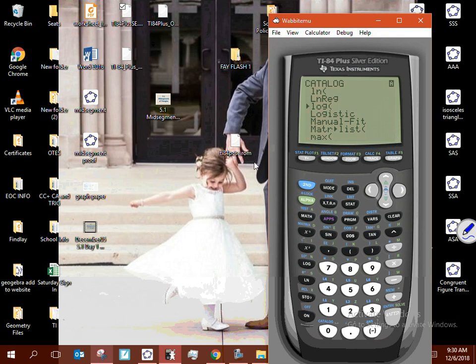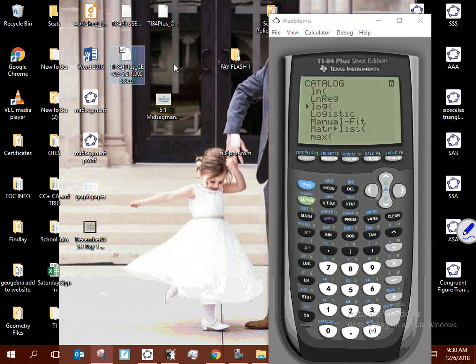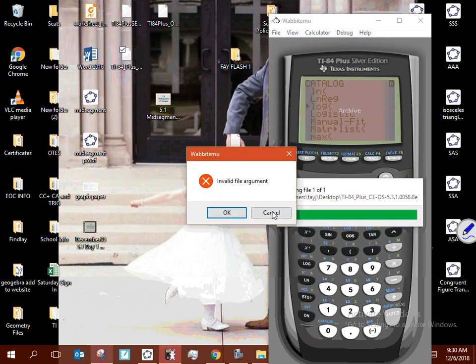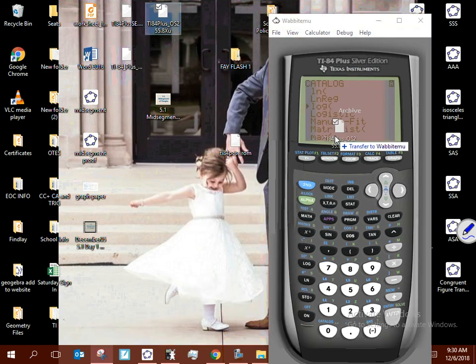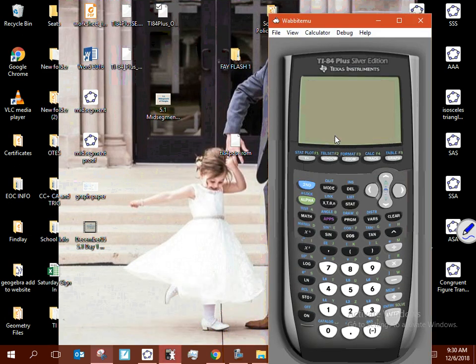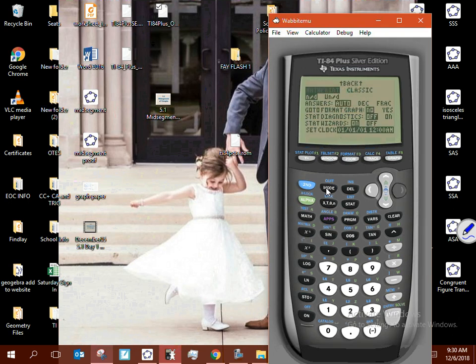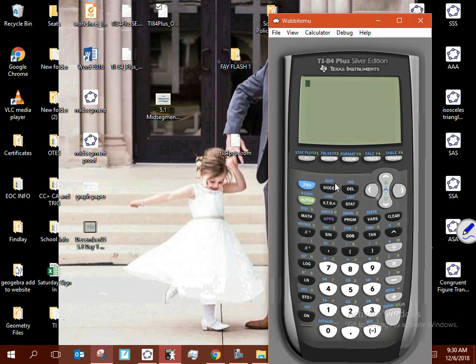Now, the more updated operating systems you have, this one is not going to work. This is a 2.55 operating system. So this is a little bit nicer because when I go to mode here, you see I have the option to go down here to where it says classic or math print. If I'm in math print, it's going to put things in the way that I write them. Now, if I hit log again, it just puts in log.